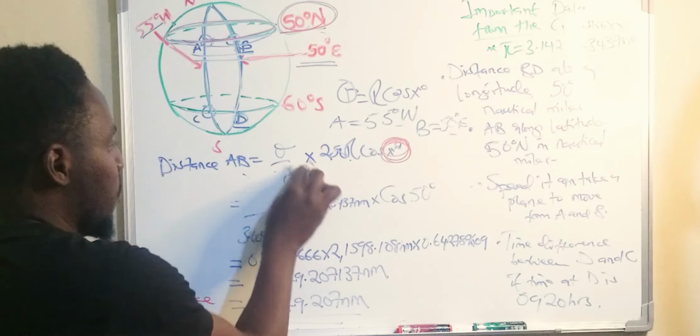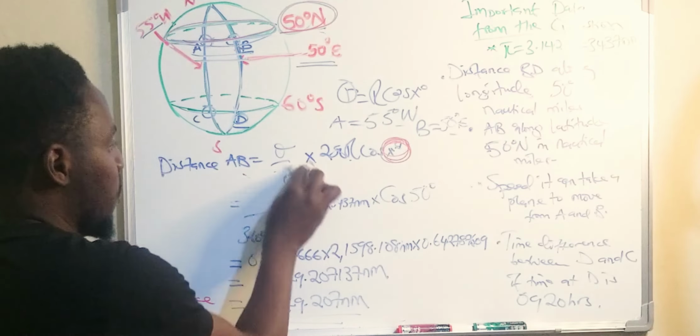So we can now move on to the next question, which is about finding the speed it would take for a plane to move from point A to point B. You are now finding the speed that it will take for a plane to move from point A to B in 2 hours. If you remember from the previous video, the formula that I gave for speed was speed is equal to total distance taken over time taken.